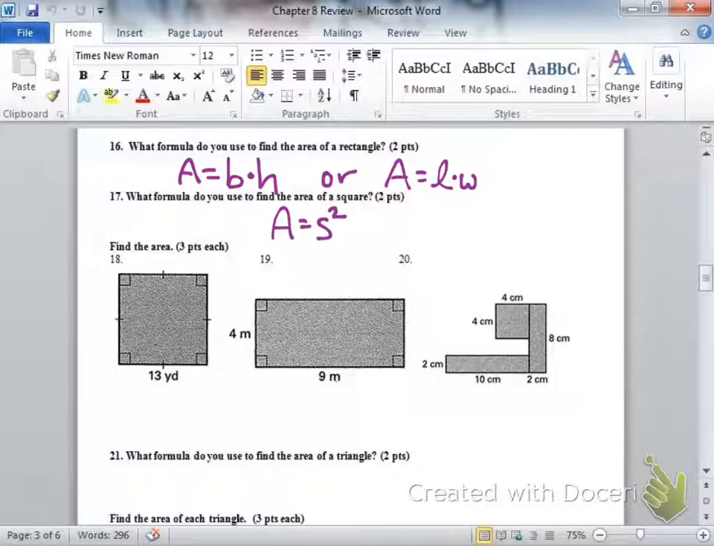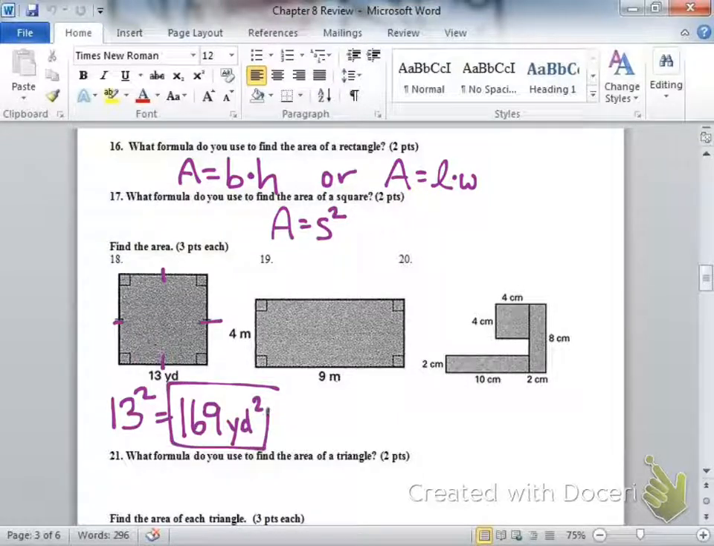Good. So number 18, you can tell it's a square because all the sides are congruent. So you're going to do 13 squared, or 13 times 13, which is 169. 19 is a rectangle, so 4 times 9 or 9 times 4, either way you're going to get 36 square meters. Wait, you got, oh, never mind, I got that right.